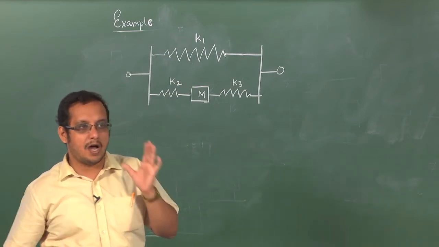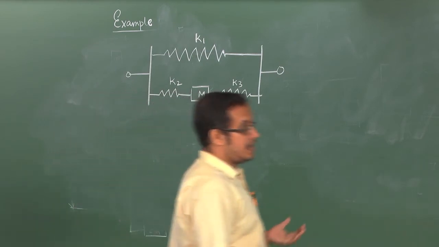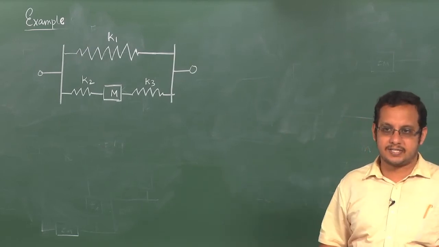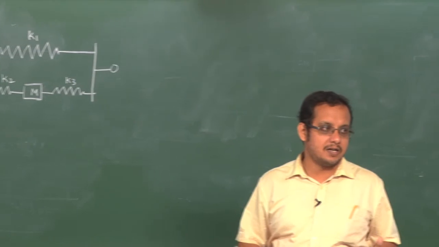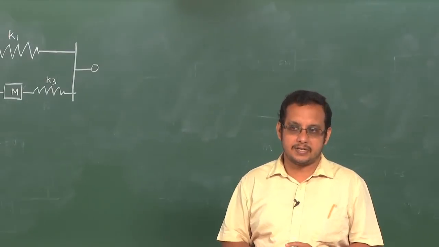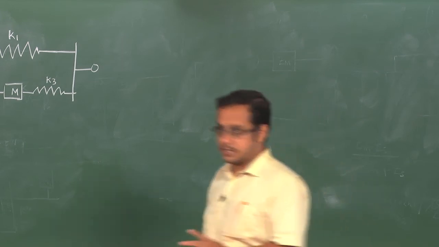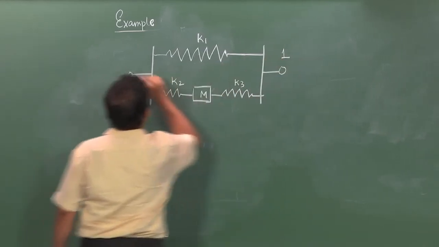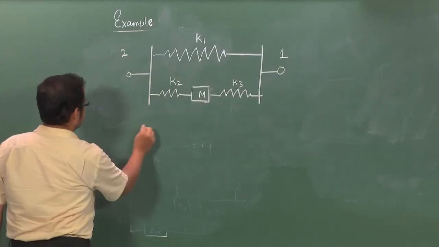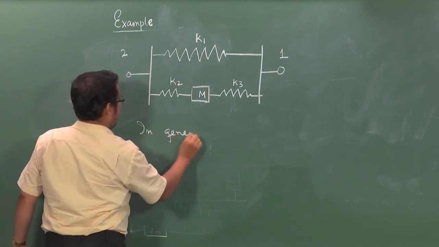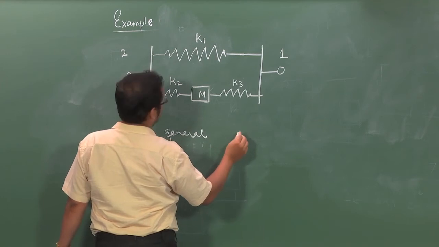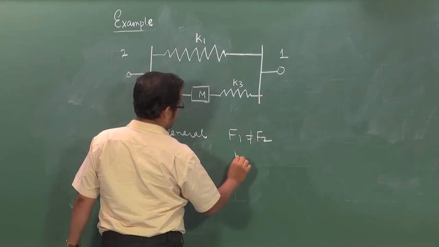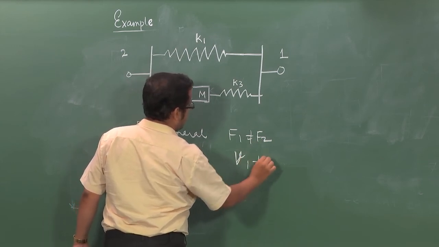So, here our idea of lumped system modeling will fail. Though I have constructed this system out of lumped elements, in its entirety, as an assemblage, it is not a lumped system, it is now becoming a distributed system, because you cannot say that. So, we will call this port 1, we will call this port 2. So, in general F1 is not equal to F2 and V1 is not equal to V2.